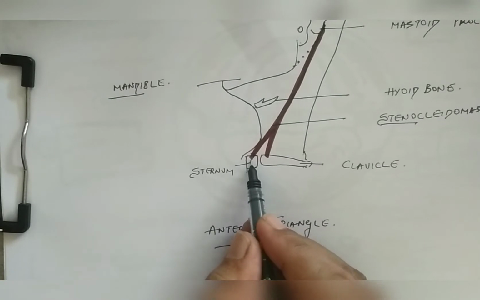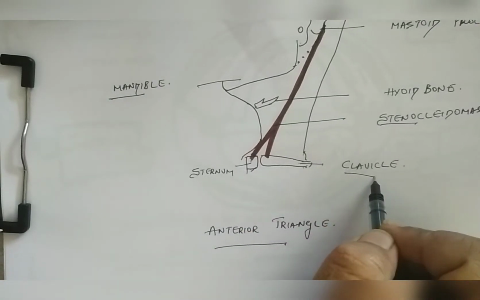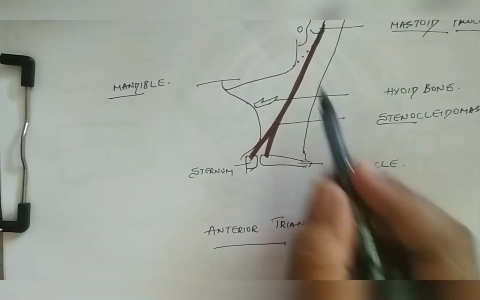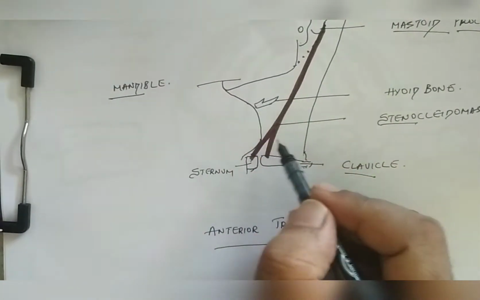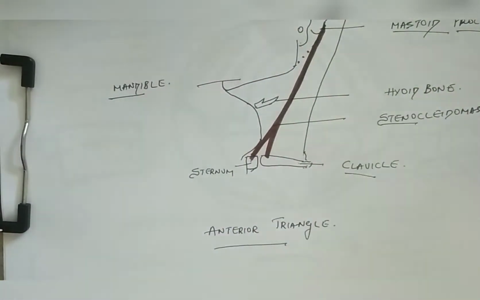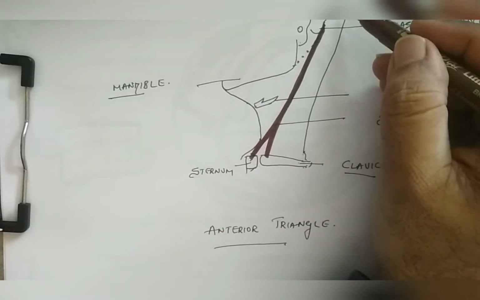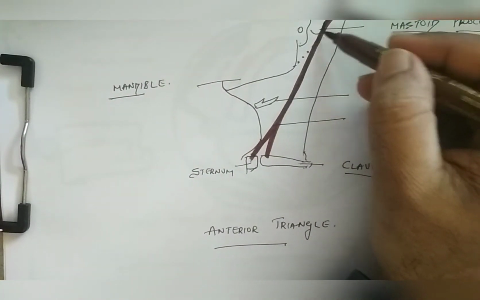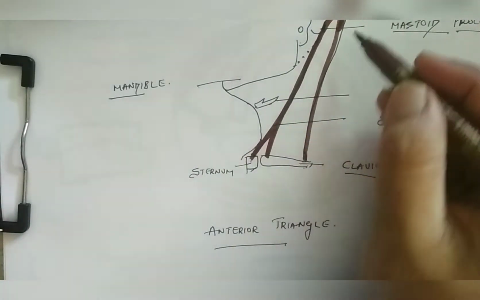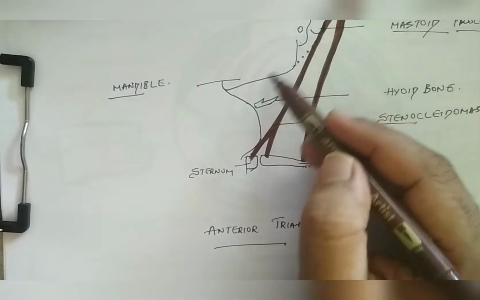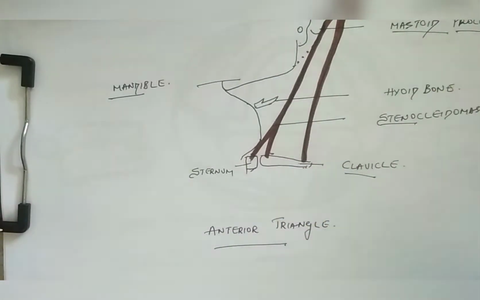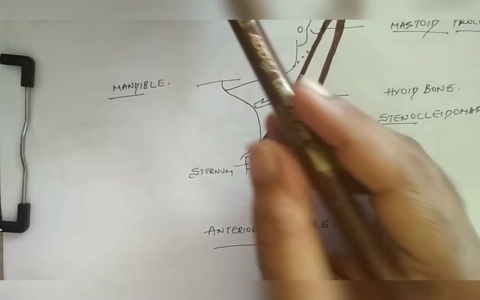Sterno because it is attached to the sternum, cleido because it is attached to the clavicle, mastoid because it is attached to the mastoid process. So three attachments. This divides the neck into two triangles. This is the anterior triangle and this is the posterior triangle. Next, here we will be getting the trapezius muscle, posterior. So this front part is the anterior triangle and this part is the posterior triangle.